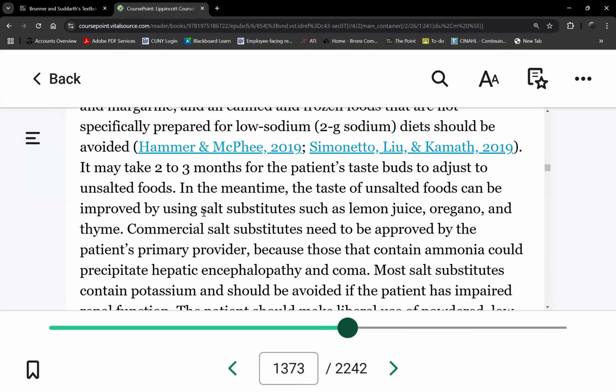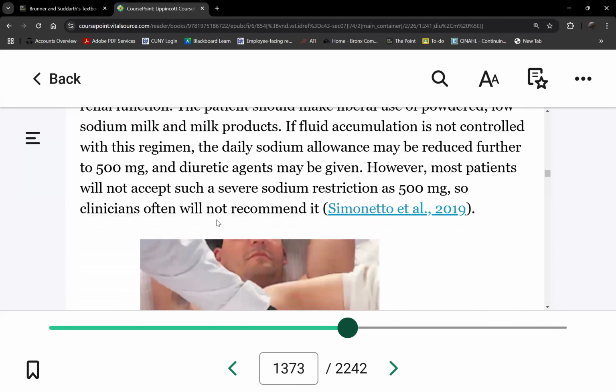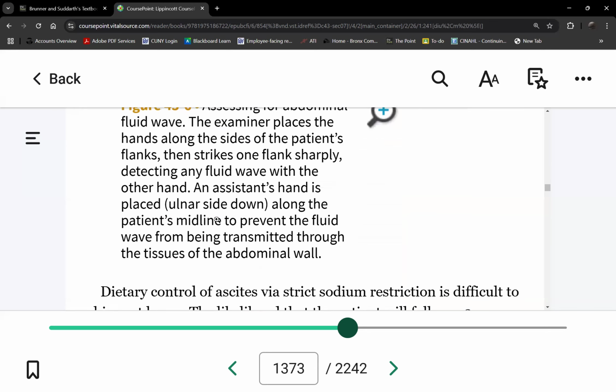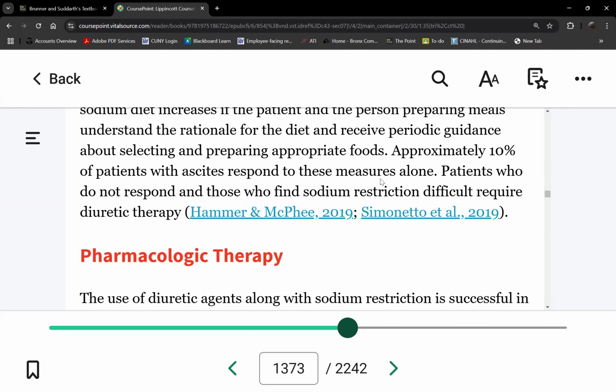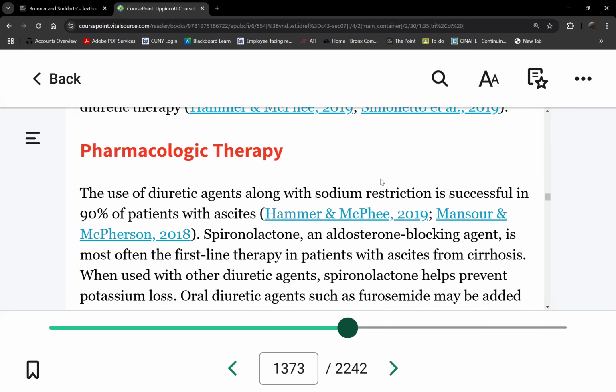And we already learned about salt substitutes in chronic kidney disease as well as in heart failure. So be careful if the patient opts for salt substitutes. Remember, is this patient only having liver disorder? No, more likely this patient will have other chronic conditions as well, because of how they ended up like this in the first place. So a 2-gram sodium diet is ideal. Let's now go to drug therapy.